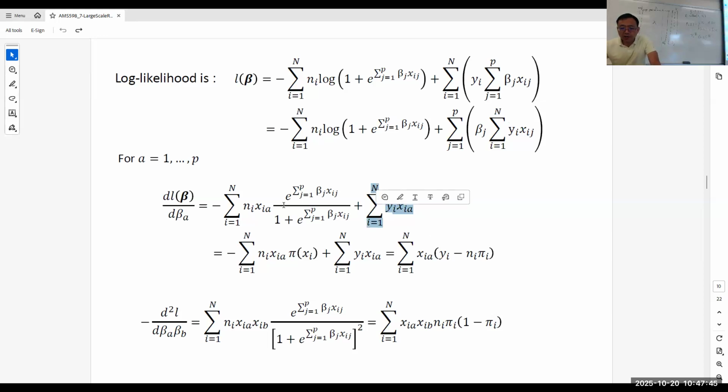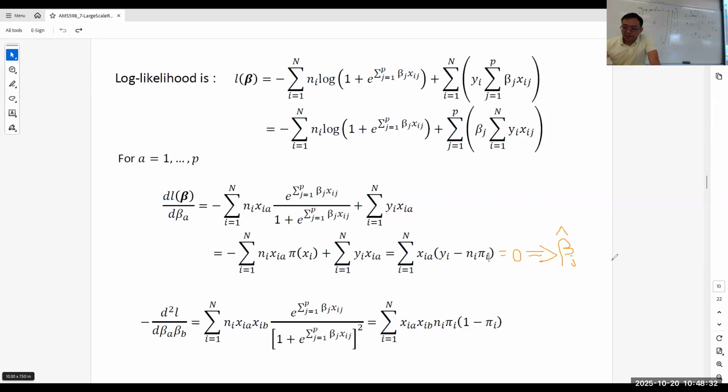If you look at it carefully, this guy right here is your pi of xi. Therefore, the derivative can be written as the summation of ni xia pi of xi plus the summation of yi xia, which simplifies to the summation of xia times yi minus ni pi. We need to set this equal to 0 and solve it. If we set this equal to 0, we can solve for our beta j hat.